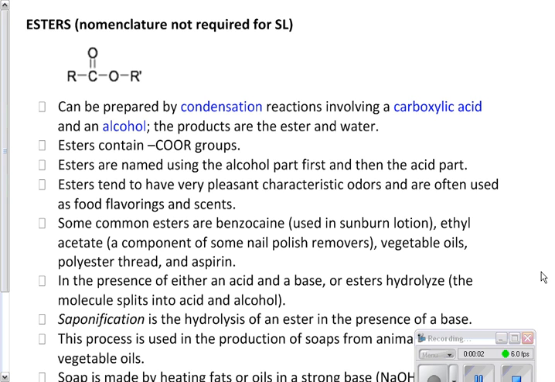This video is going to teach you how to name an ester. For those of you testing SL, you don't need to know how to name these, but you still need to know what esters are, the reactions they're involved in, and how to identify the functional group.